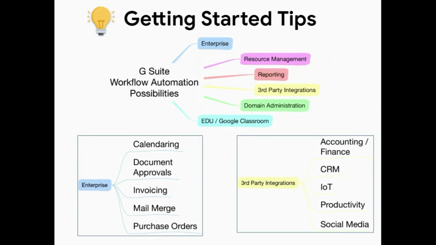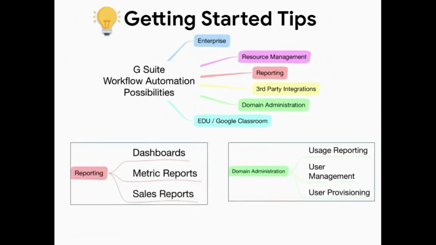I find a lot of times with my clients that many of them are using third-party integrations. That's also a great area for workflow automation possibilities. So if you're using accounting systems or finance systems, third-party systems outside of G Suite, or customer relationship management or productivity tools, those are also very good areas for workflow automation. Maybe your organization does a lot of reporting, so maybe you're creating dashboards, metric reports, sales reports, all good areas and possibilities for workflow automation.